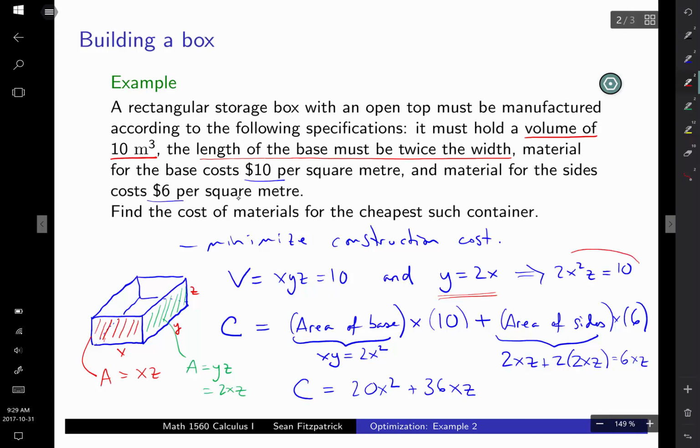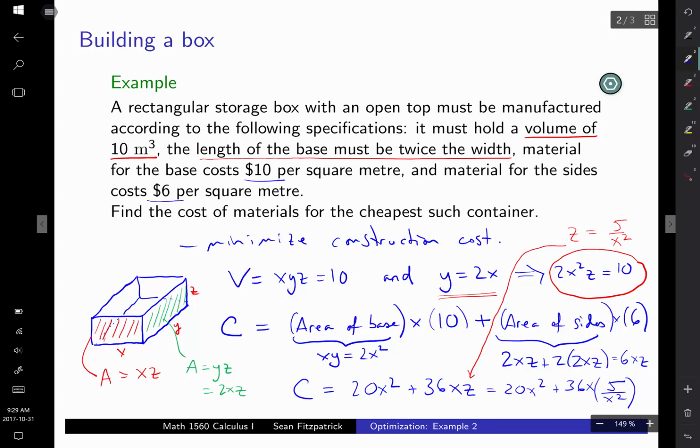So how do I get rid of z? I come over to the volume condition, right? The total volume needs to be 10. I can solve this for z. Z, if I divide by 2x squared, 10 over 2 is 5. So I get 5 over x squared. Okay. So this value is going to have to be plugged in down there. And so that's going to give me my cost as a function of x. So 20x squared plus 36 times 5, 36x times 5 over x squared.